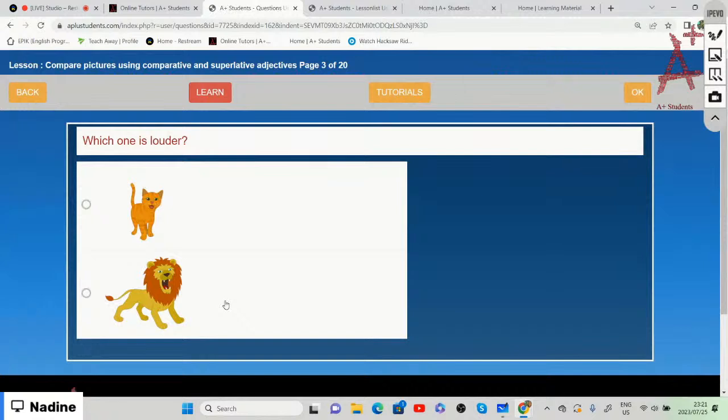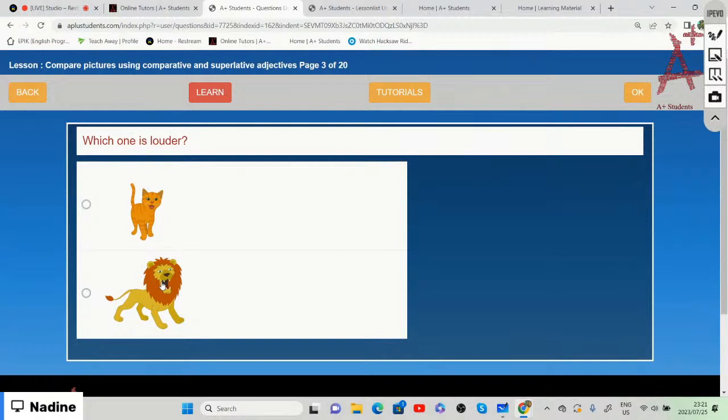All right, so now we are going to compare these two animals, or let's say these two cats, because a lion is also a form of a cat. We compare them in sound, or who is the loudest. So which one is louder? It's either the small kitty cat that is your pet, or the big lion that is in the jungle.